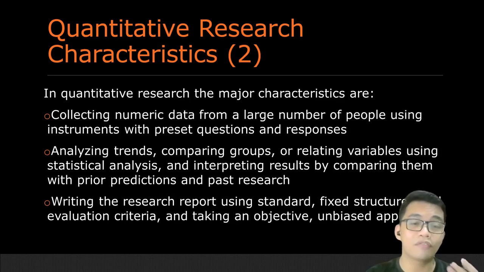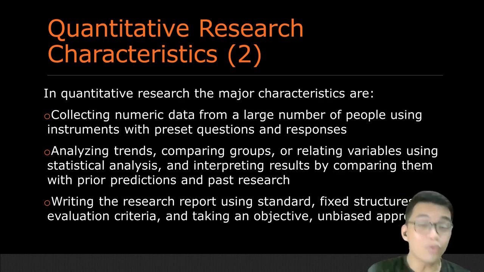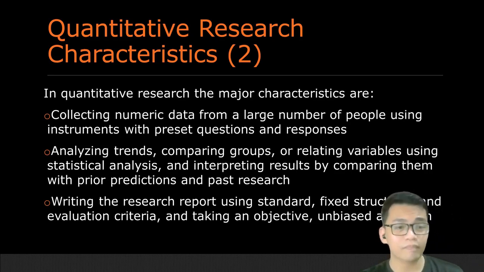Fourth is that you have to collect numerical data from a large number of people. Fifth is that to analyze the quantitative research, you should analyze trends, compare groups, relate variables, and use statistical analysis. And you interpret results by comparing them with prior predictions and past research. And finally, we need to be unbiased and objective in our quantitative research. So that's for quantitative research.